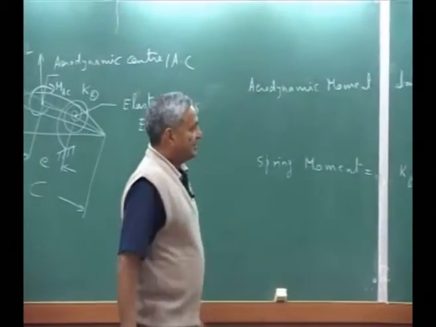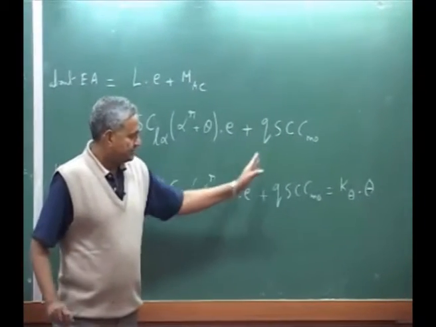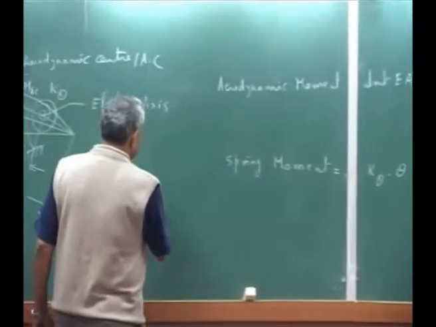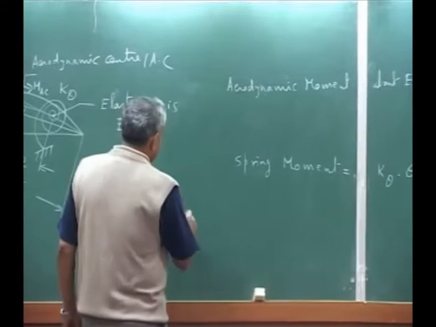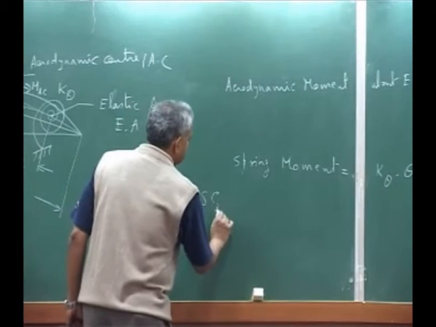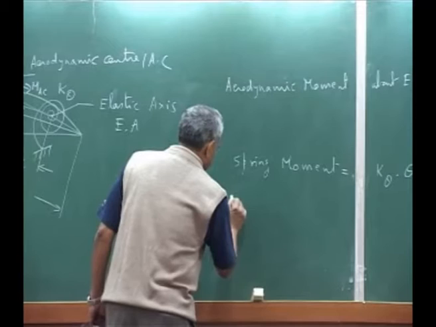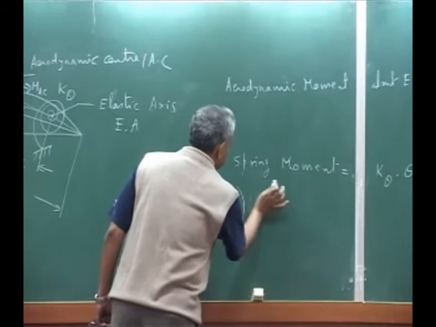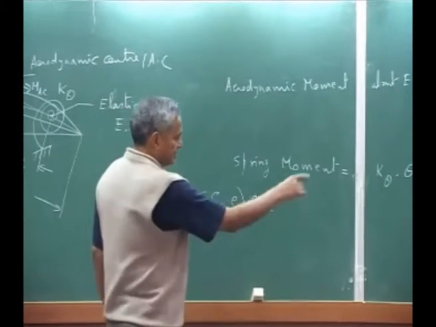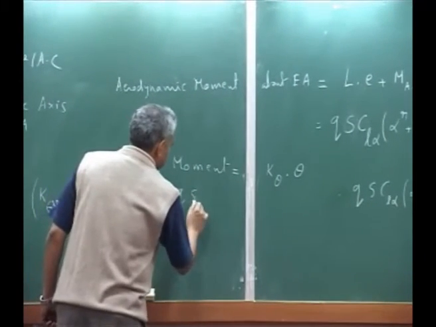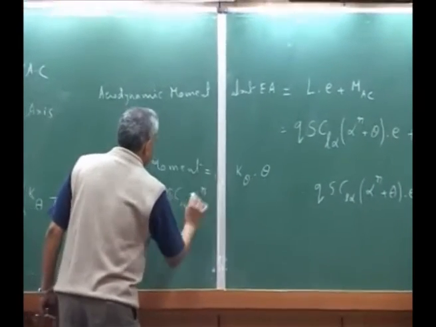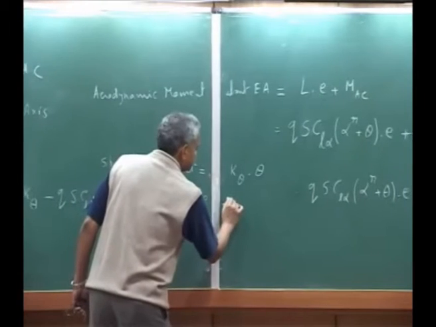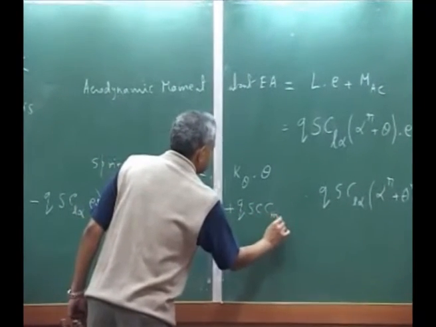Okay. Now what you do is you take the theta term to the right hand side and write it like this. You will have k theta minus Q S CL alpha E into theta equals, you will have Q S CL alpha alpha r into E plus Q S C Cm naught. Okay.